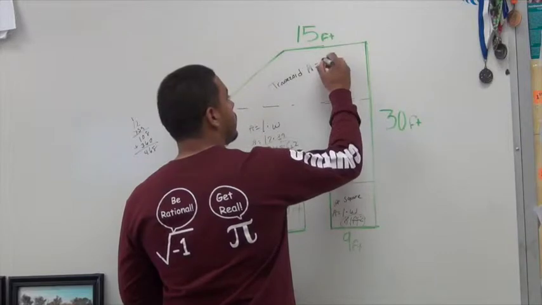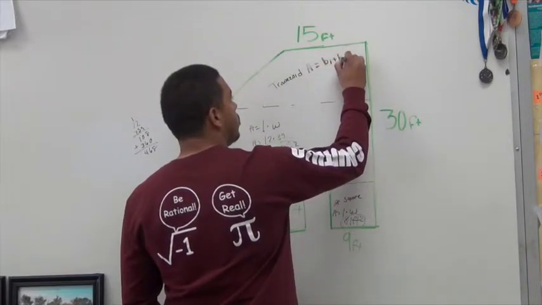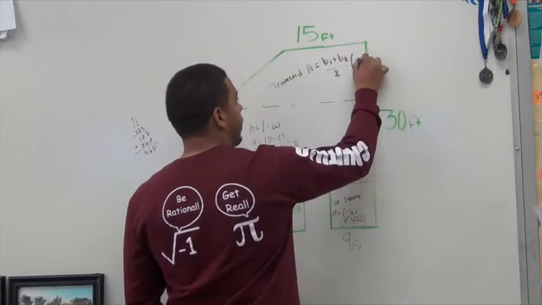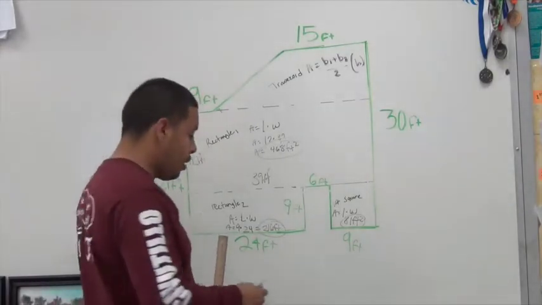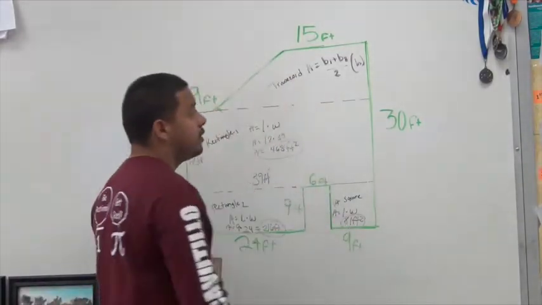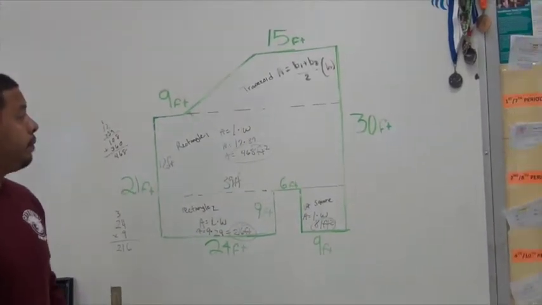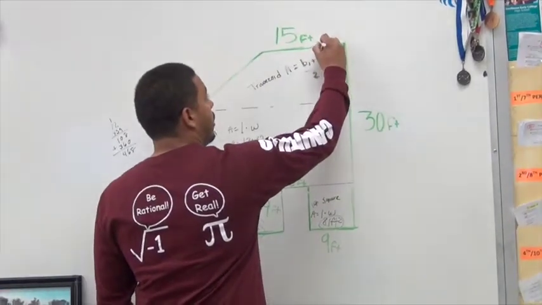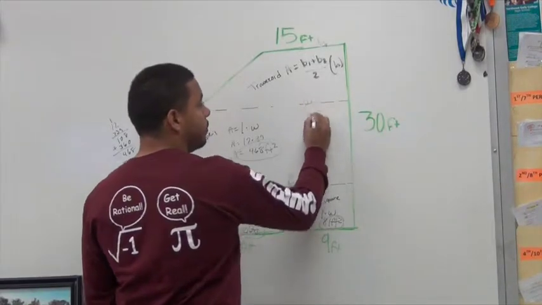Area equals base 1 plus base 2 divided by 2 times the height. Okay? That's the area of a trapezoid. Base 1 plus base 2 divided by 2 times the height. Okay? So, I know that I want to call this my base 1. I'm going to call this my base 2.